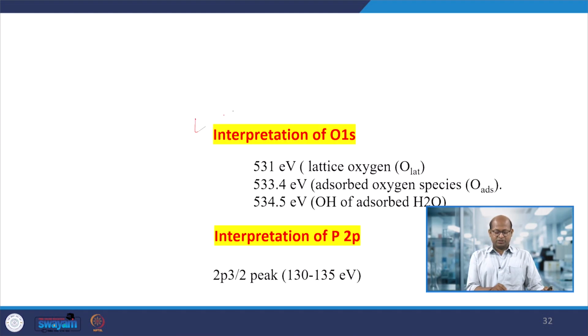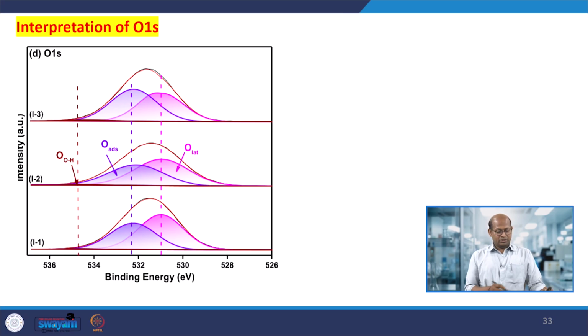Similarly, the interpretations of oxygen 1s and phosphorus 2p also give a specific survey peak that we can analyze. So for oxygen, this was the survey peak from the survey spectra, and after that it is deconvoluted: one is pink, another is violet, another is brown. So we can get 3 different peaks and 3 different intensities. The peak areas under the curves are not the same in the 3 different deconvoluted peaks. So the oxygen species, lattice oxygen, adsorbed oxygen or surface hydroxyls, are present in different quantities in these particular samples.